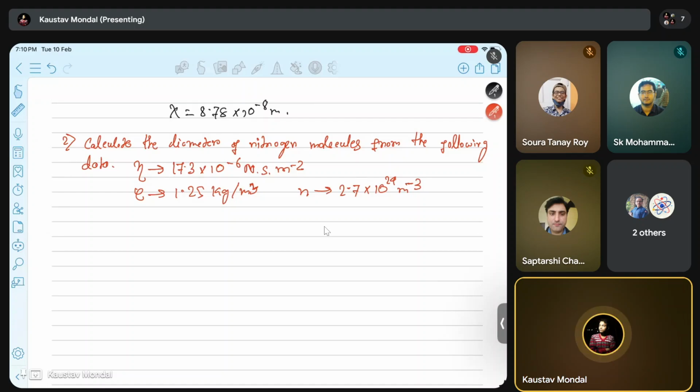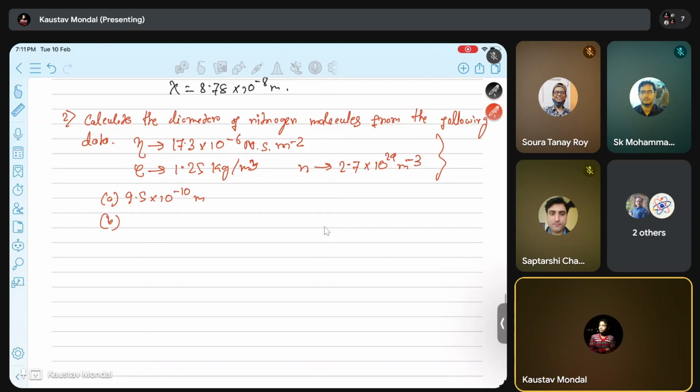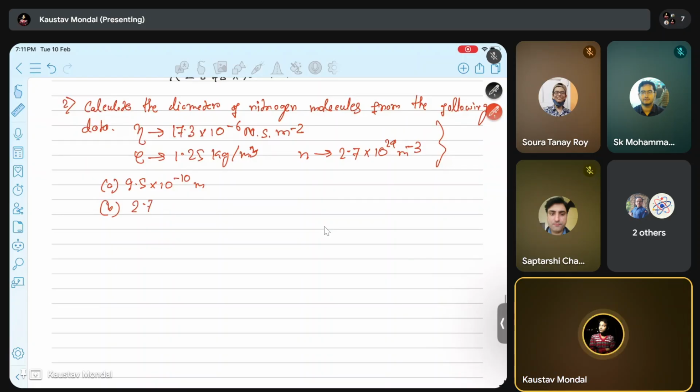So these three quantities are mentioned. From there you have to calculate the diameter of the nitrogen gas. Options are given. Option A is 9.5 into 10 to the power minus 10 meter. Option B is 2.1 into 10 to the power minus 10 meter.